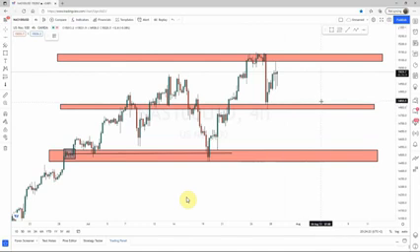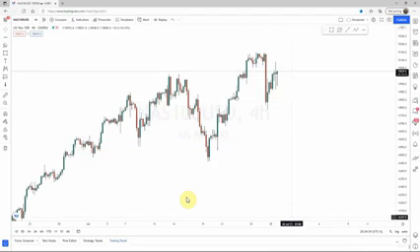Now, yes, what has price done at that level? Remember now, let's clean these charts. What do we call this?